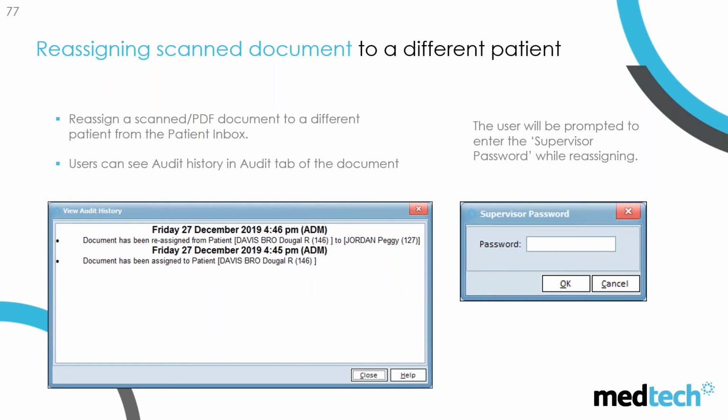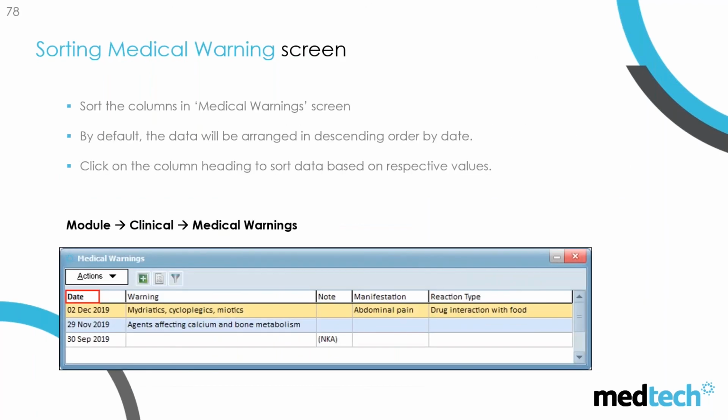Users can also see the audit history in the audit tab of the document. In addition, you can see there it'll ask you for a supervisor password when you reassign it. Shown on the right hand side there.